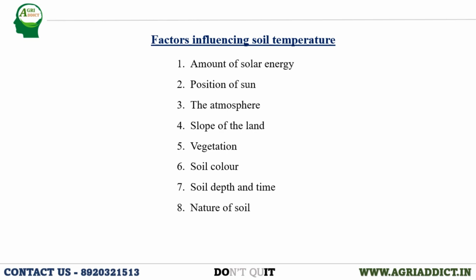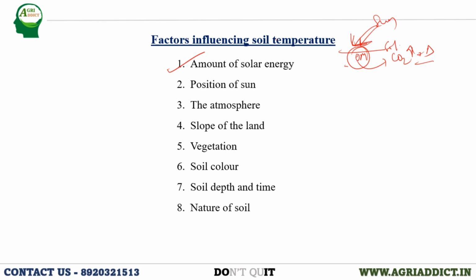Next, factors influencing the soil temperature. What are the factors influencing this soil temperature? First one is the amount of solar energy. We all know the soil derives its heat from the sun. Sun transfers heat to soil. However, the oxidation of organic matter which is present in the soil, with the evolution of CO2, will also generate some amount of heat. So the quantity of this radiant energy that is reaching the soil will depend on many factors like the sun position, atmosphere, slope of the land, vegetation and all.